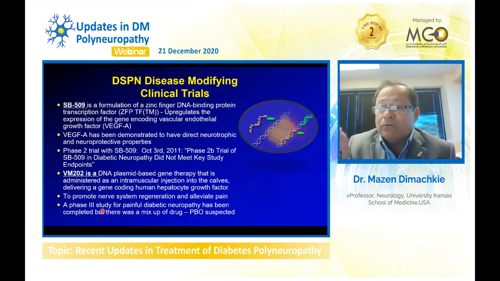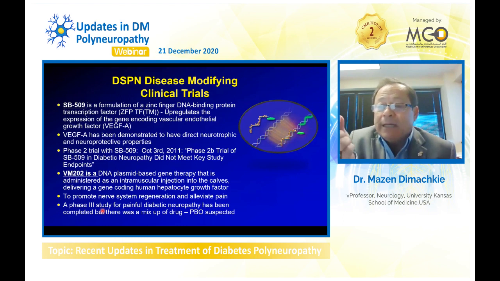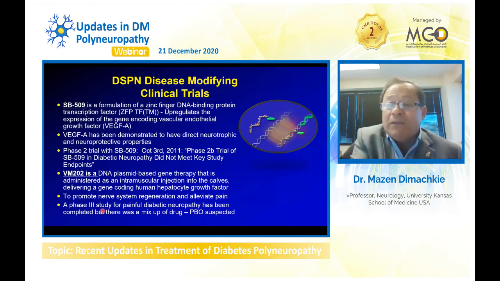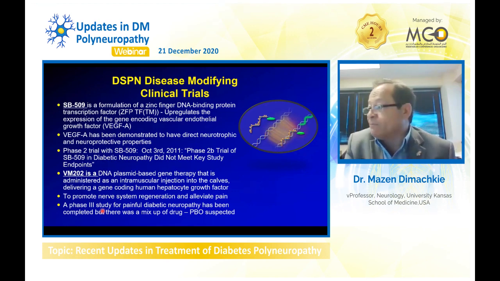But one of the issues was that some of the genetic material of VM202, the vector material, which was not supposed to be in the placebo patients, was found even in the placebo. So there may have been a mix-up at some of the sites in the administration. And I think a follow-up study is in progress right now.